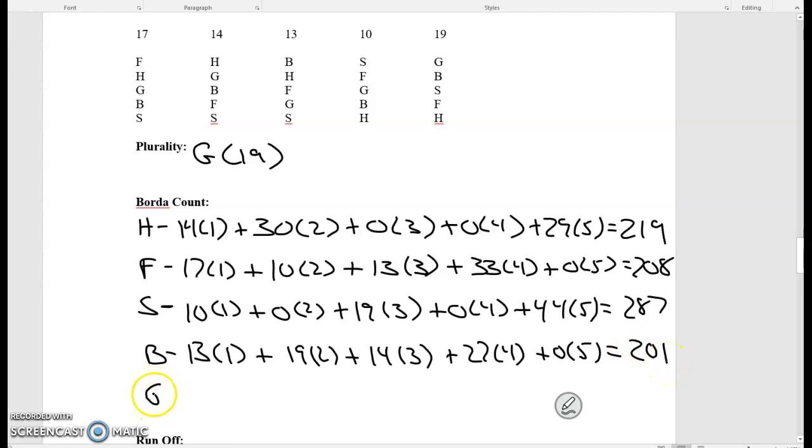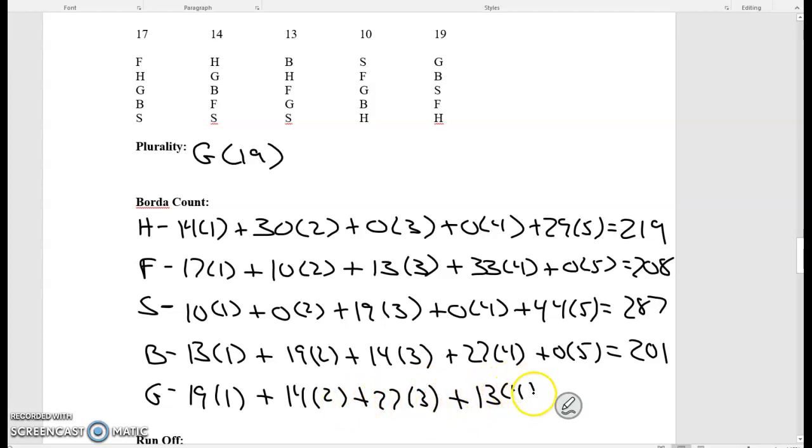And finally, G, 19 first place votes, 14 second place votes, 27 third place votes, 13 fourth place votes, and 0 fifth place votes. We get a final score of 180. So our winner by Borda count is G with a score of 180.